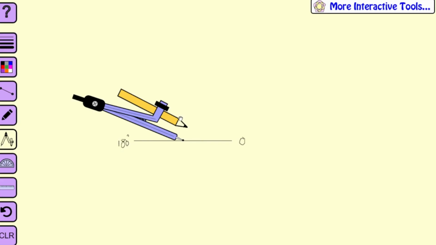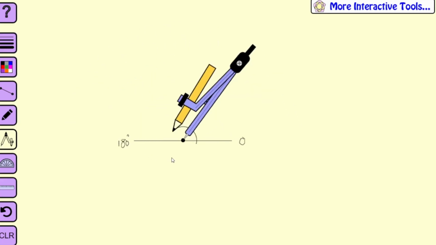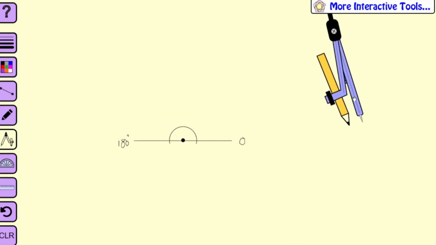Let me do that again. Slightly under and go back slightly under. So I'm taking my time. So now that we have practiced that twice, this should not be an issue for you. You should be able to do this basic 180-degree angle.